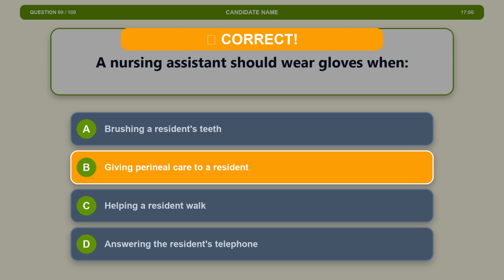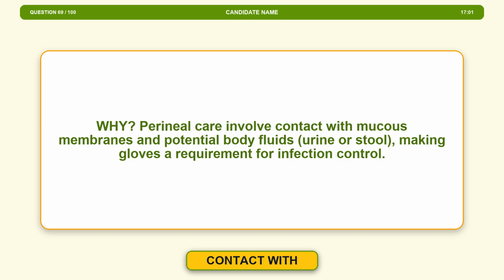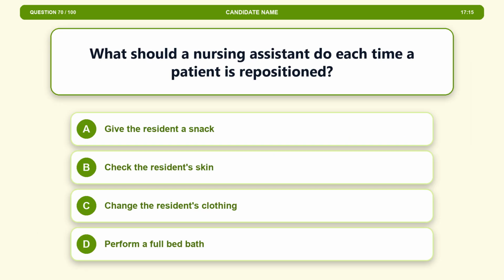The correct answer is Option B, giving perineal care to a resident. Perineal care involves contact with mucous membranes and potential body fluids, urine or stool, making gloves a requirement for infection control. Question 70. What should a nursing assistant do each time a patient is repositioned?